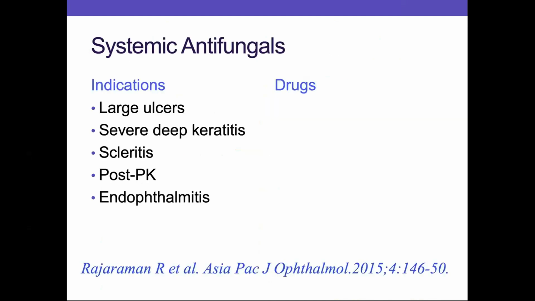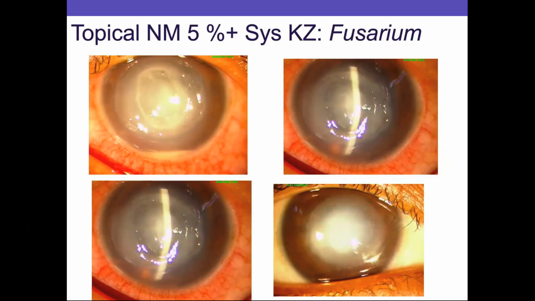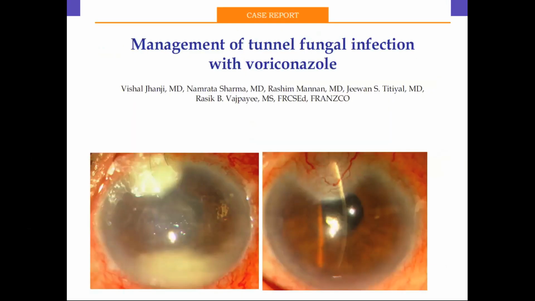You can give systemic antifungals when the ulcers are large, in severe deep keratitis, when it is associated with endophthalmitis, or after penetrating keratoplasty. And the drugs that we like to give are ketoconazole 200 milligram BD or voriconazole 200 milligram BD. And generally, you have to do liver function tests every 2 weeks. Now, this is a classical case of Fusarium keratitis which healed on topical natamycin and systemic ketoconazole. And this is yet another case, a tunnel fungal infection, which healed on topical voriconazole and systemic voriconazole.